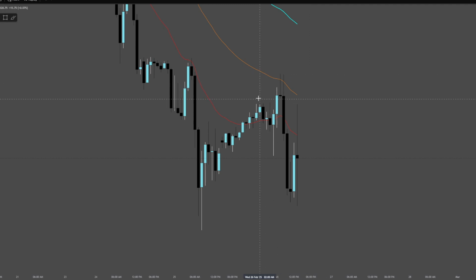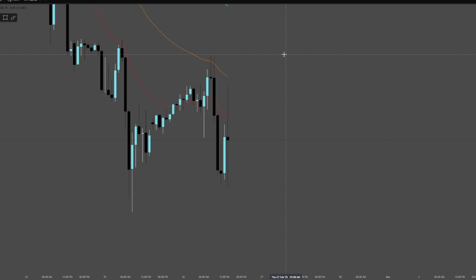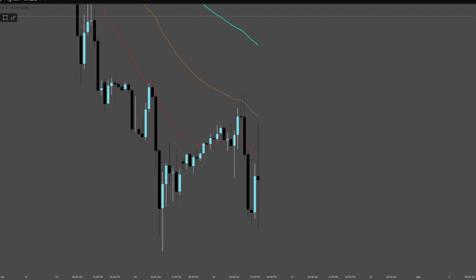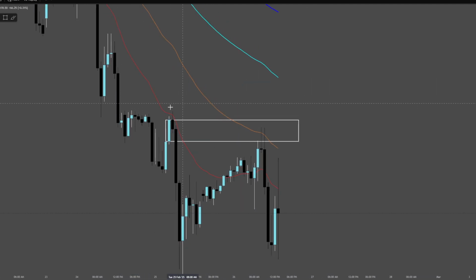So what I like to do first, because we're going over how I trade, is I go over to my hourly, right? I look at my hourly, see what's going on. Oh, hey, look at that. This is from earlier this morning, a little bit after market open. We see a nice little hourly order block here.